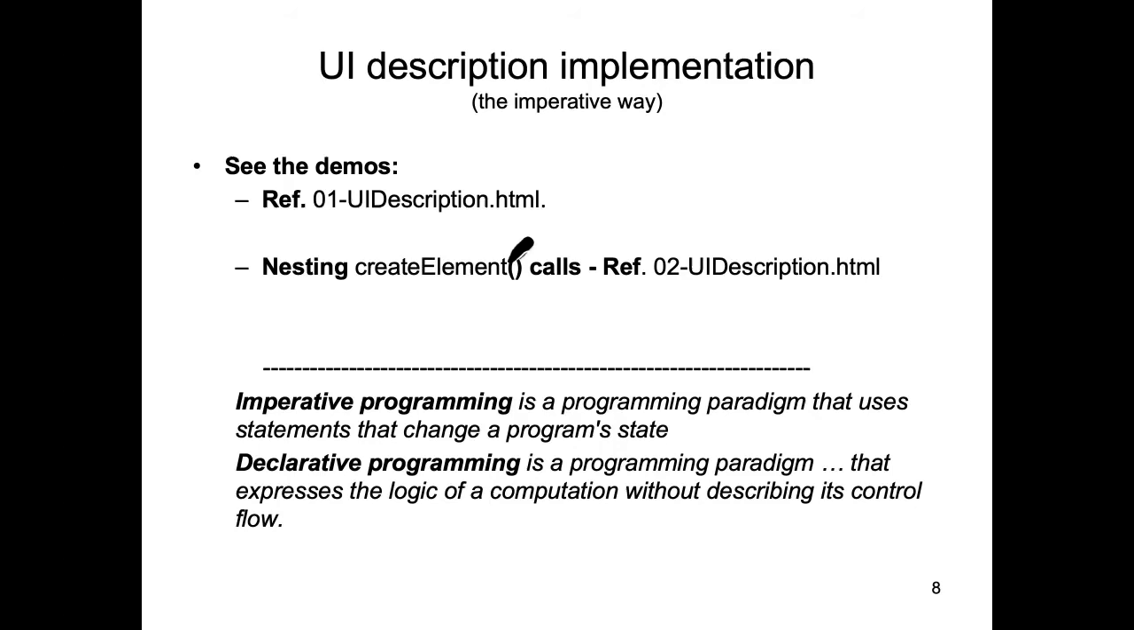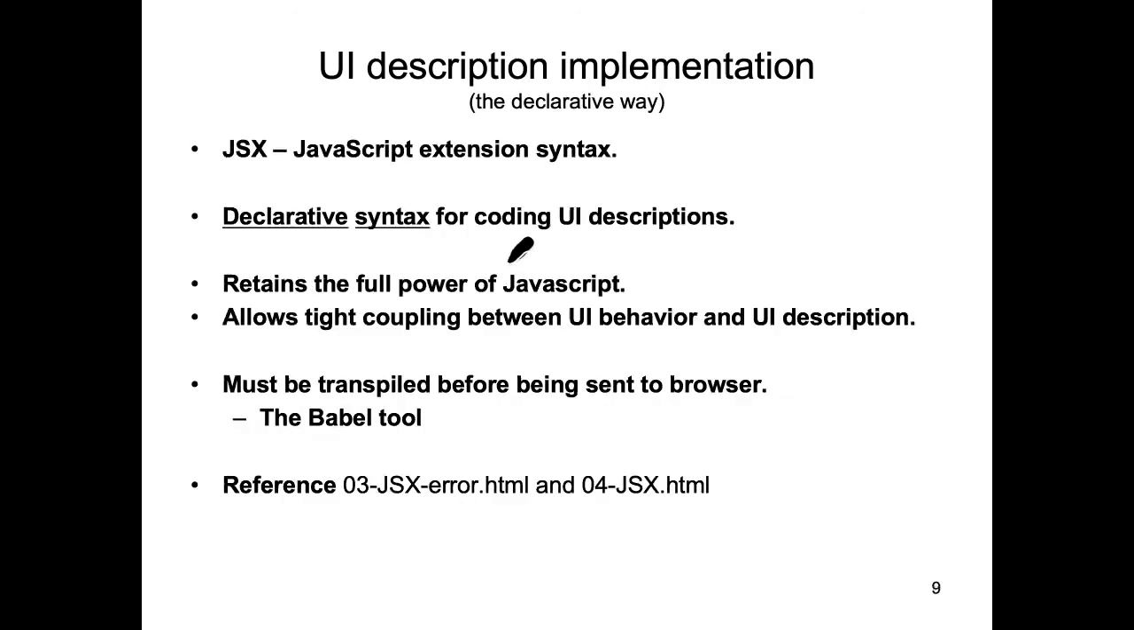So how do we implement our user interfaces following a declarative approach? The answer is we use a syntax called JSX. JSX wasn't actually created by the React team. It existed as a separate library, but they adopted it. And since they started using it, a number of other frameworks use it as well.